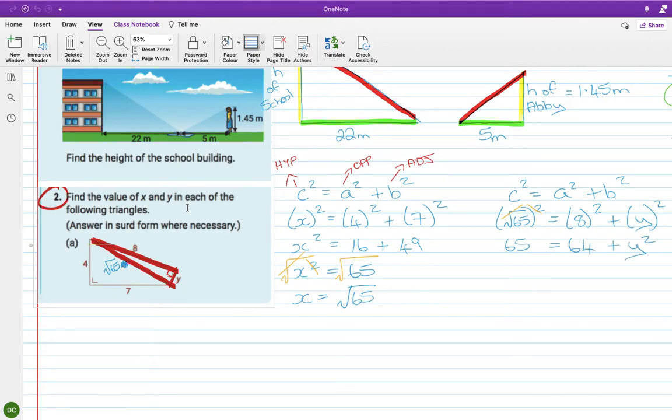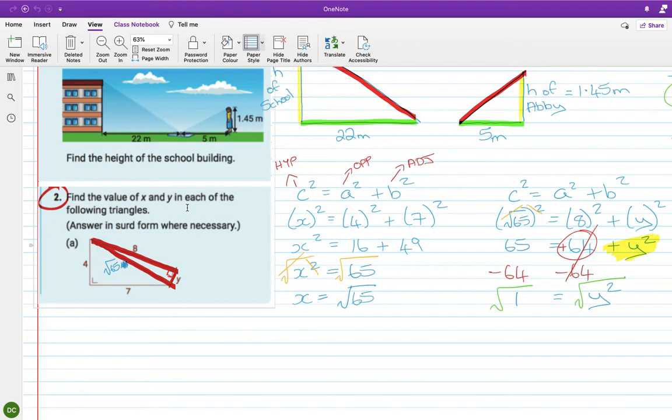Now, a bit of algebra required. I need to isolate this y squared, so I'm going to need to move this 64. At the moment it's plus, so I'll move it with a minus 64 to cancel, and a minus 64 then for balance. So 1 equals y squared, and then get rid of the square with a square root. So y equals 1. So x is the square root of 65 and y is 1.